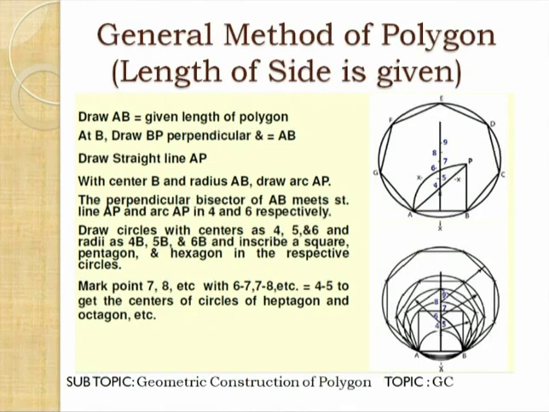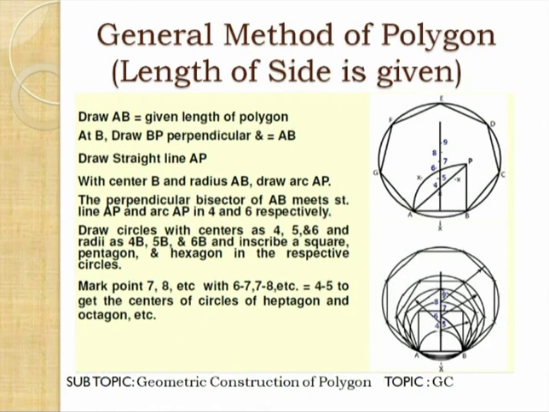Now here in the below figure there is a minor difference. Here taking AB as a diameter, we are drawing the semicircle, and taking B as center and radius equal to AB, we are drawing the arc, and we are drawing the bisector of line AB that will meet the semicircle at point 4 and the arc at point 6. And in the same way as we have explained in the previous figure, you can draw the polygon.